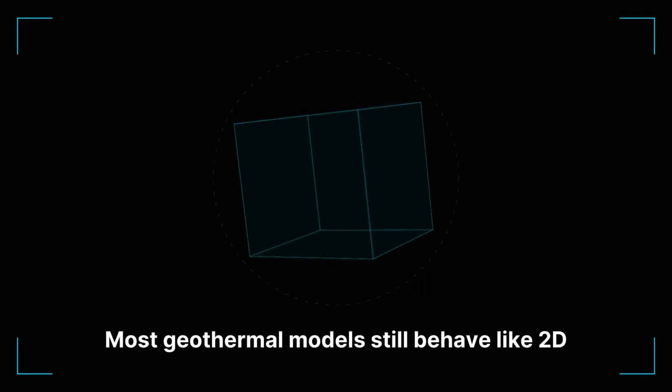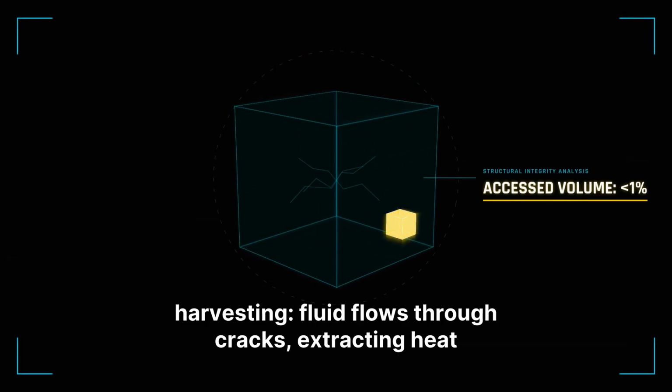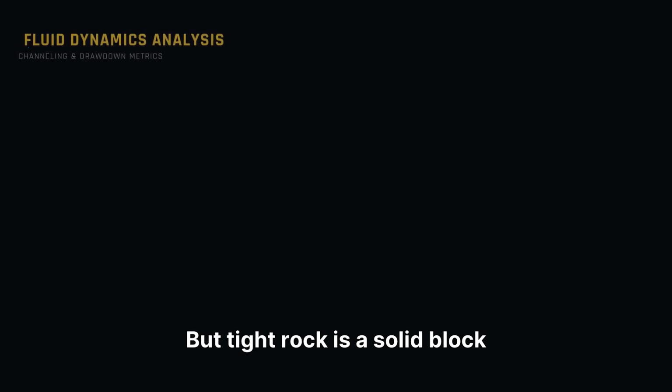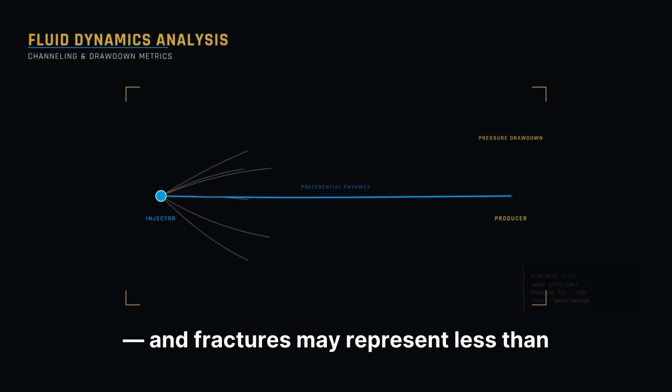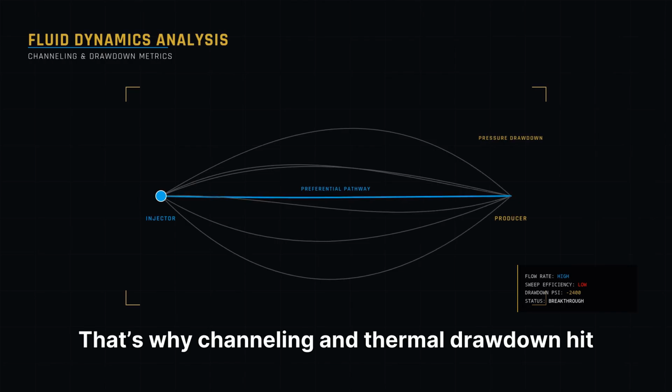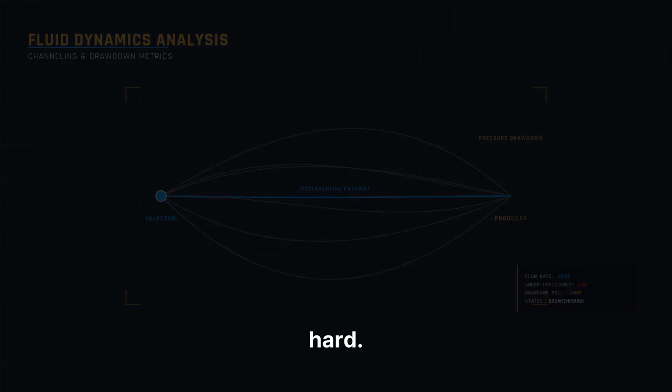Most geothermal models still behave like 2D harvesting. Fluid flows through cracks, extracting heat only from fracture surfaces. But tight rock is a solid block, and fractures may represent less than 1% of the accessible volume. That's why channeling and thermal drawdown hit hard.